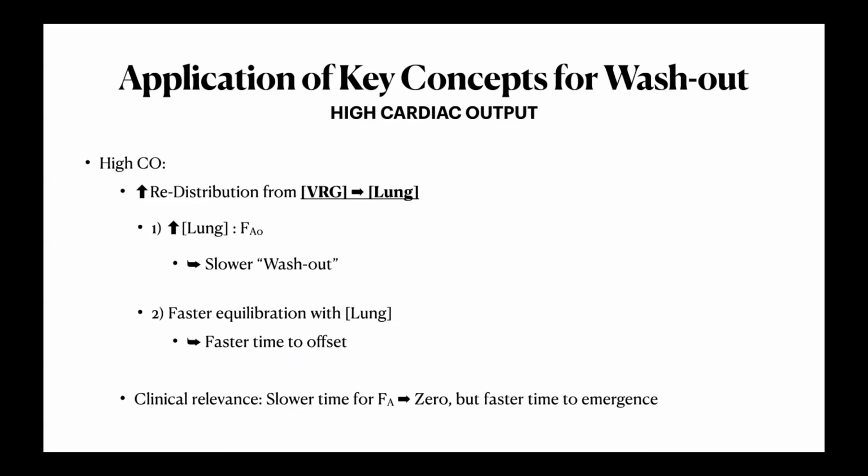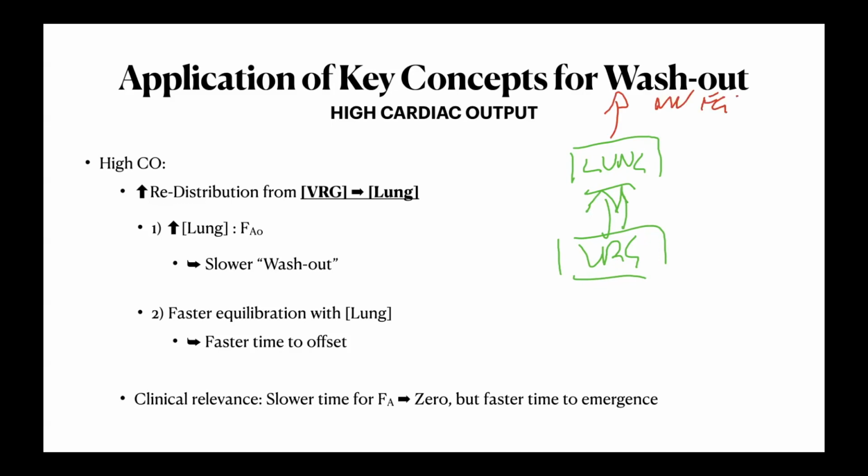And someone with a high cardiac output, you get increased redistribution from your vessel-rich group to your lung. So again, let's go back to this idea where this is your lung, this is your vessel-rich group, and with a high cardiac output, you get a lot more transfer of volatile from your vessel-rich group to your lung. And then you get clearance with your minute ventilation and fresh gas flow. Because a lot more volatile is being moved from your vessel-rich group to your lung, that leads to this idea of a slower washout.